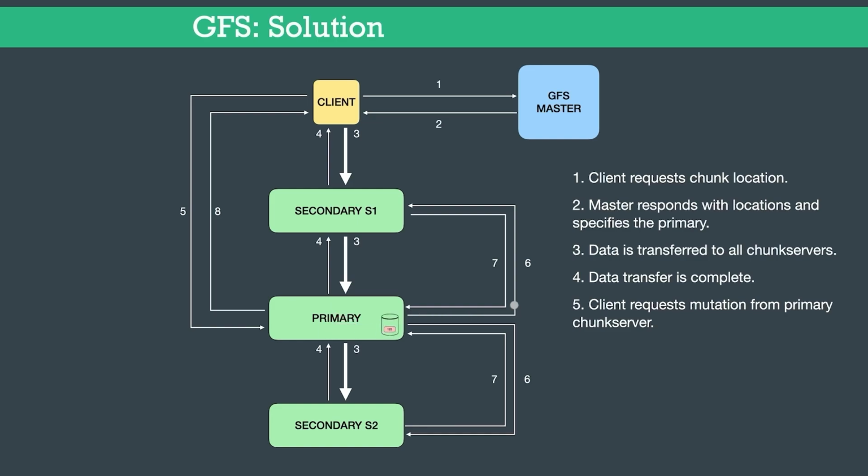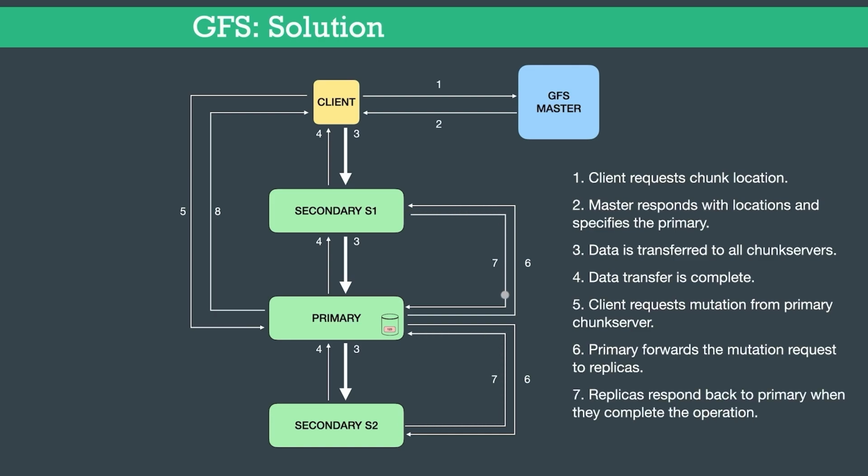The primary chunk server will forward this request to all secondary replicas, and each one of them applies the mutation in the same order as the primary one. Note that serial numbers are always incremented by 1, which makes it easy for replicas to know which mutation to apply next. The replicas respond back to the primary, indicating that they have completed the operation. And finally, the primary replies back to the client.